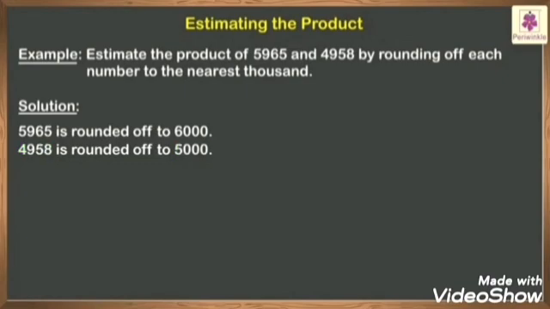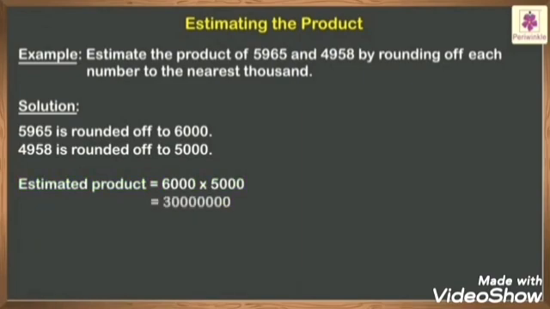Now, let us multiply the numbers obtained to get the estimated product. Thus, the estimated product is equal to 6,000 multiplied by 5,000, which is equal to 3 crore.